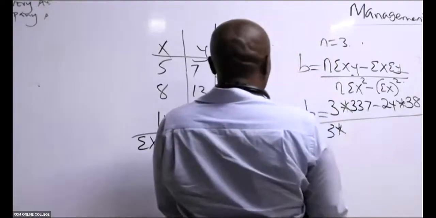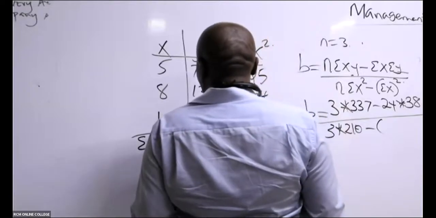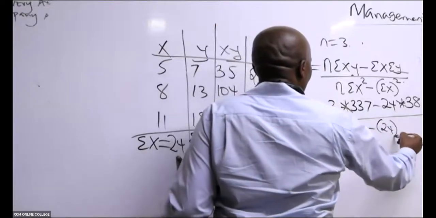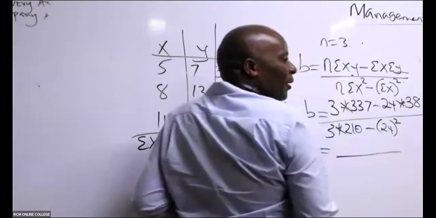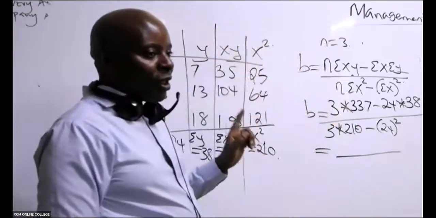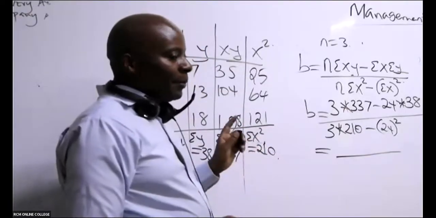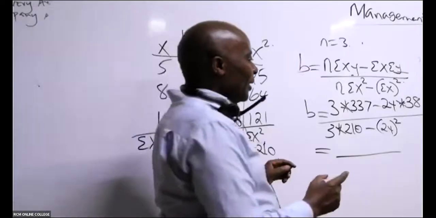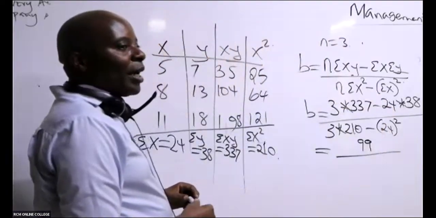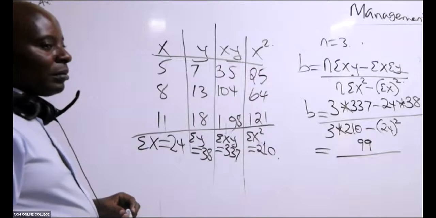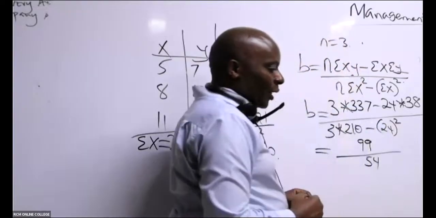N is 3. Sigma x squared, what is our sigma x squared here? 210 minus, in brackets, the sum of x, which is what here? 24. And then we square. So go ahead and give me the numerator. Please carry out the numerator alone. So say 3 times 337 minus 24 times 38. 99. Thank you so much. Then go ahead and give me the denominator. Denominator is 54. Can somebody else confirm that 54 is correct?